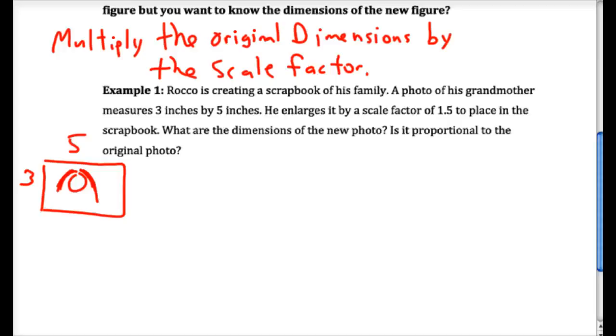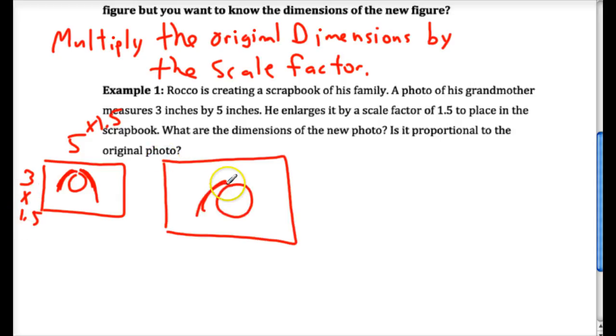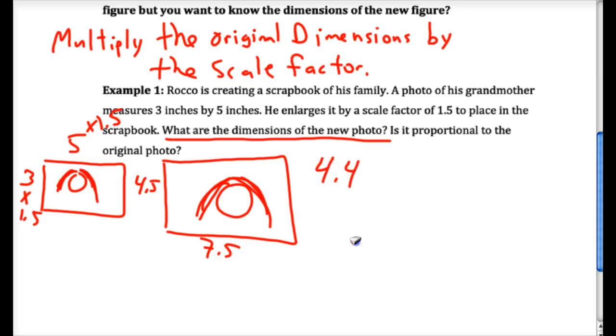Trace, what would you do to the numbers to make it 1.5 bigger? Multiply them by 1.5. Which one? 5 and 3. Yeah, both of them. Very good. Everybody grab your calculator, multiply by 1.5. What are the new dimensions of the photo of Grandma? Miss Angie, what do you think? 4.5 by 7.5. Great. That's one of my answers. What are the dimensions of the new photo? 4.5 by 7.5.